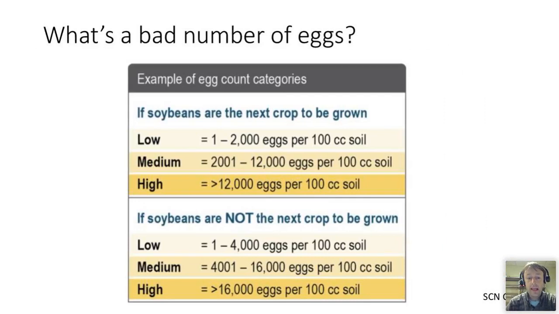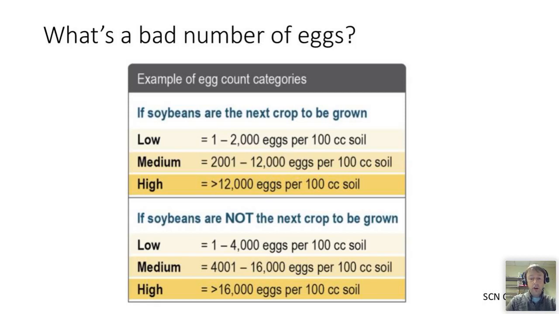So I showed those egg numbers, and I just wanted to mention, for those of you who may not have a good idea of what's a bad number of eggs or a good number of eggs, these are sort of the rough thresholds, if you will, for SCN that the SCN Coalition is mentioning. It's important to realize that these are sort of general estimates, and so local conditions can really affect this a lot. But generally, if you're getting over 4,000 eggs per 100 cubic centimeters, you want to be somewhat concerned.